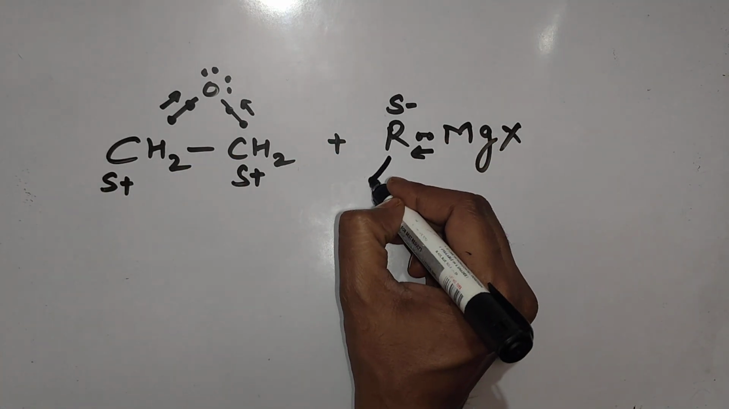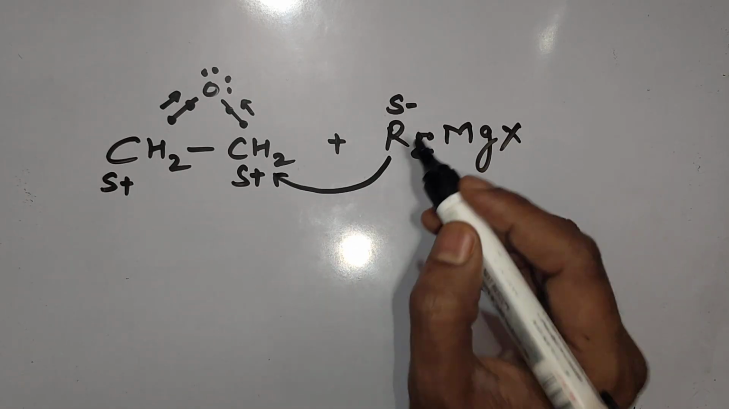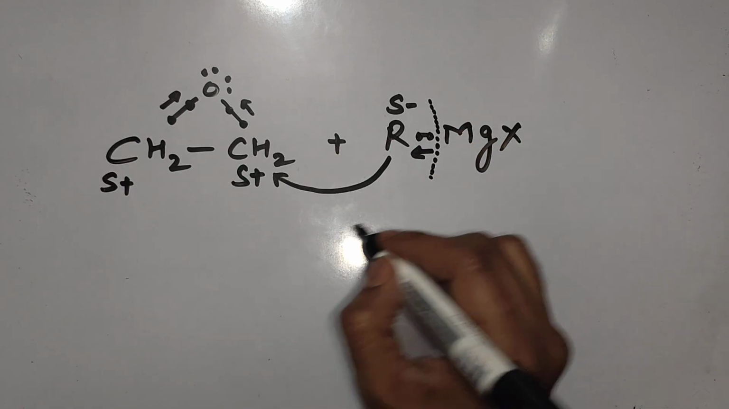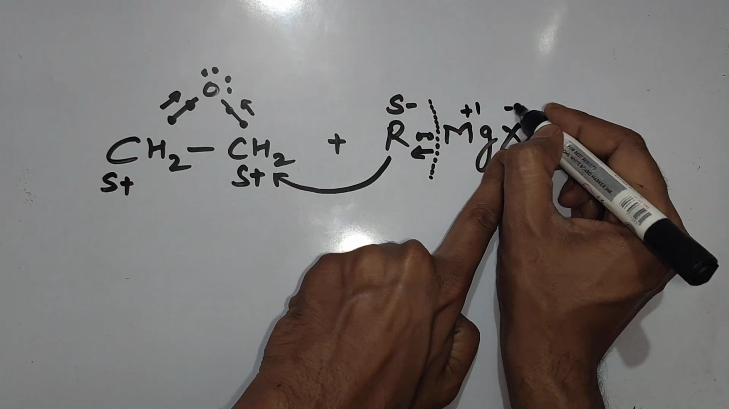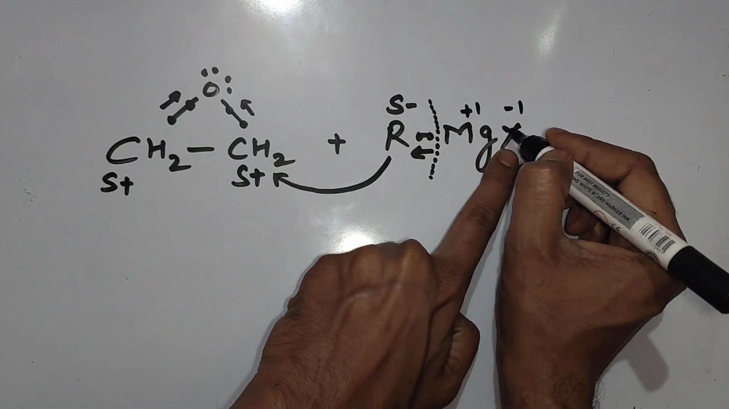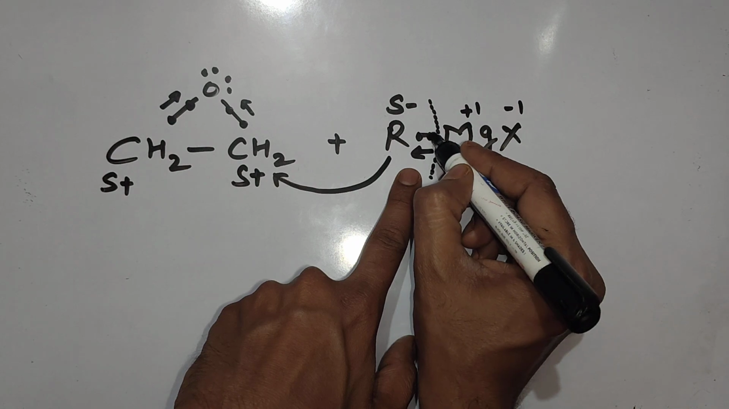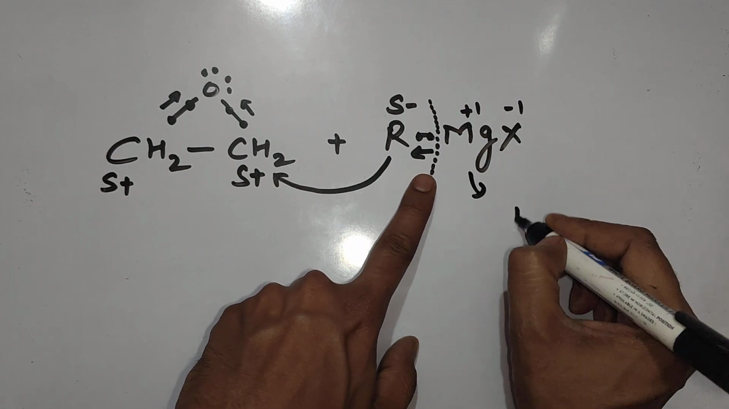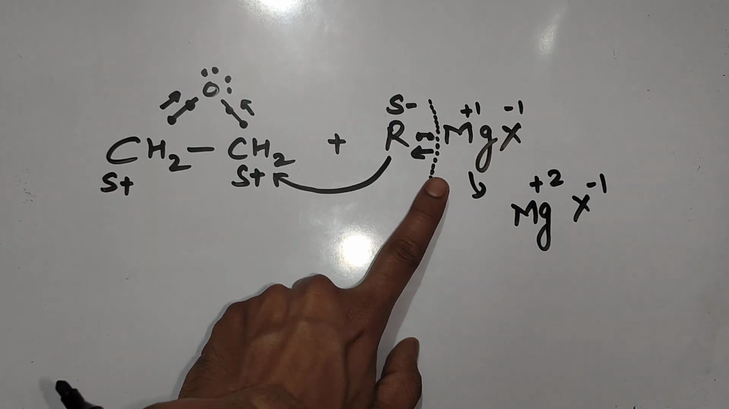Now suppose this R is attacking this carbon. So obviously first the R and Mg bond will break and both electrons will go toward R. What was the condition of Mg? Plus 1 was satisfied by minus 1 of X. Between Mg and X, an ionic bond was there. Now after this breakage, the second electron of magnesium is going with R. So it will be released as Mg plus 2 X minus 1.